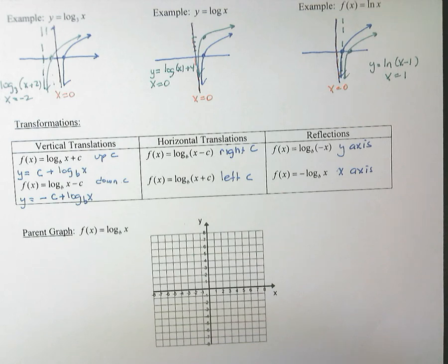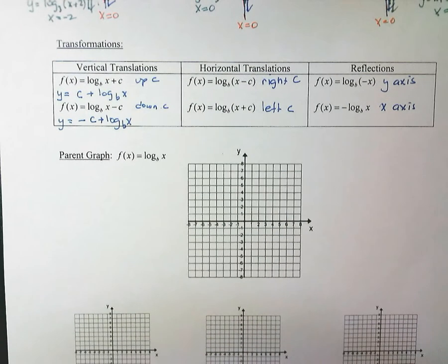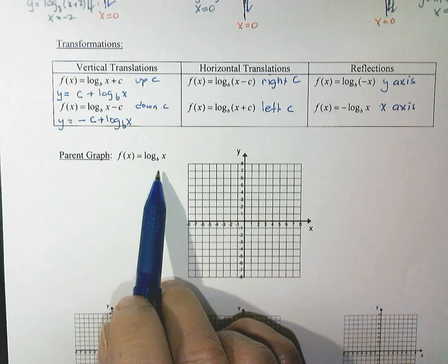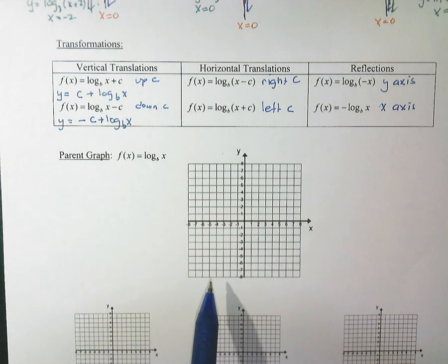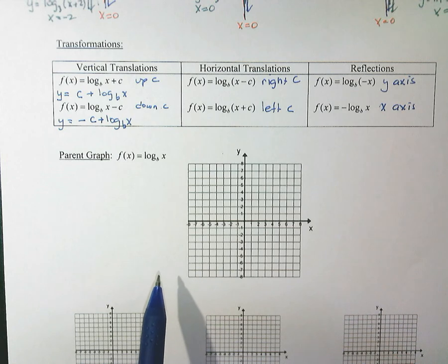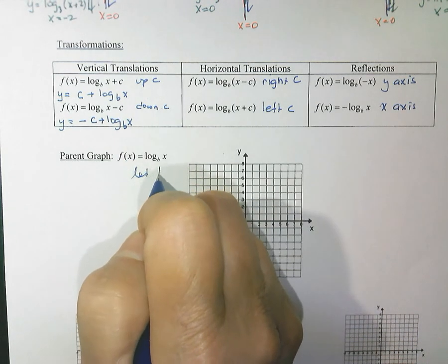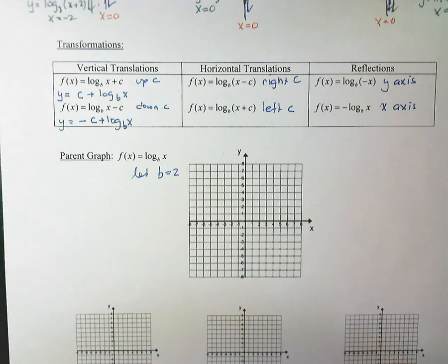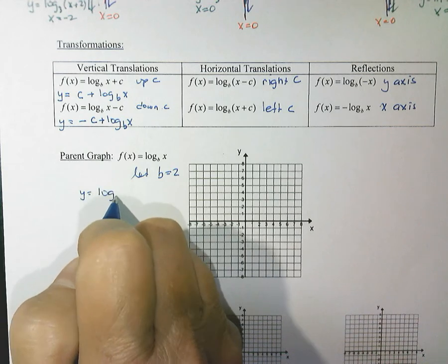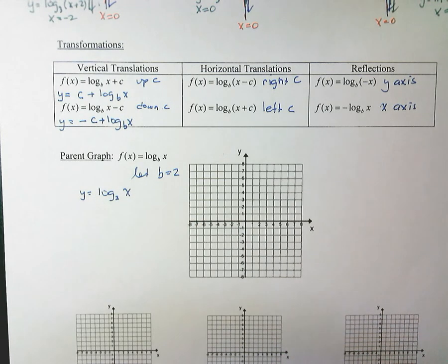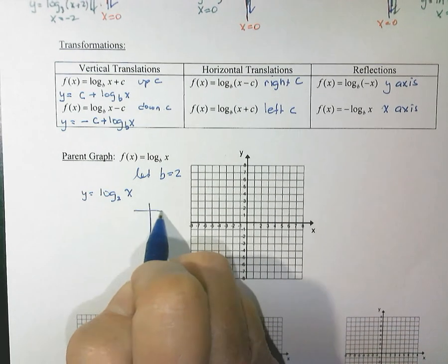So once again, let's look at a logarithmic function. This is log base b of x, but I have to choose a value for b. I can't graph that on here because b is just a variable. I need a number. So I'm going to let b equal 2. So that means I have y equals log base 2 of x. And I can do a table of values again.